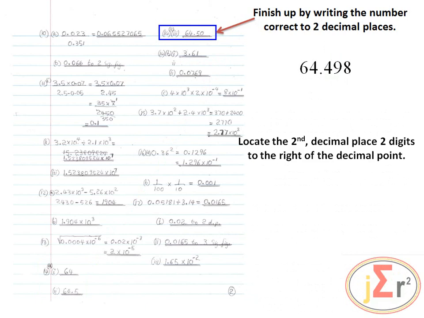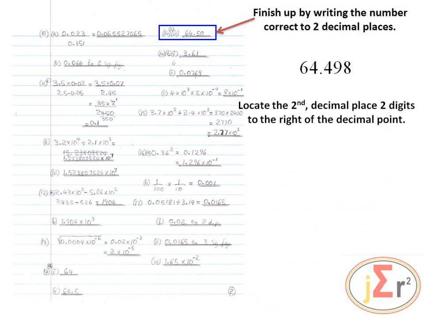Finish up by writing the number correct to 2 decimal places. For 2 decimal places, locate the second decimal place, 2 digits to the right of the decimal point. So this time it is not significant figures, where we start at the first non-zero digit to the left. In this particular case, we will begin at the first decimal place, which is 1 digit to the right of the decimal point. So there we have 2 decimal places, beginning at that digit that is to the right of the decimal point.